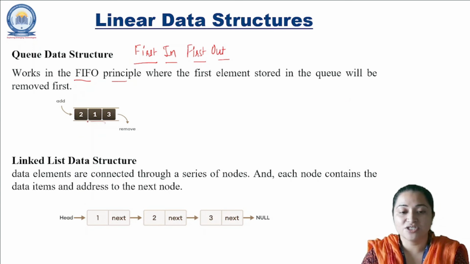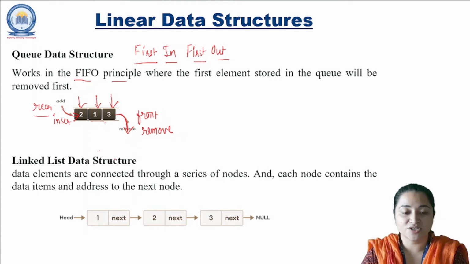So it has two ends. One end is called the rear end, from which we can insert elements one by one, and another end is called the front end, from which we can remove elements. From the front end elements are removed, and from the rear end they are inserted one by one. So first of all 3 is inserted and 3 is removed, then 1 is inserted and 1 is removed, then 2 is inserted, 2 is removed, like that.